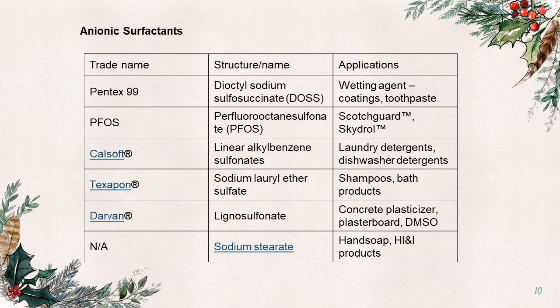The list continues, and here I have given the trade name, which is nothing but the brand name, along with the chemical name and applications of different surfactant molecules. Pentex is nothing but DODS. It is used as a wetting agent, coating agent, and also in toothpaste. Likewise, I have given the list of anionic surfactants, out of which please learn at least 5 examples along with their chemical names and applications.